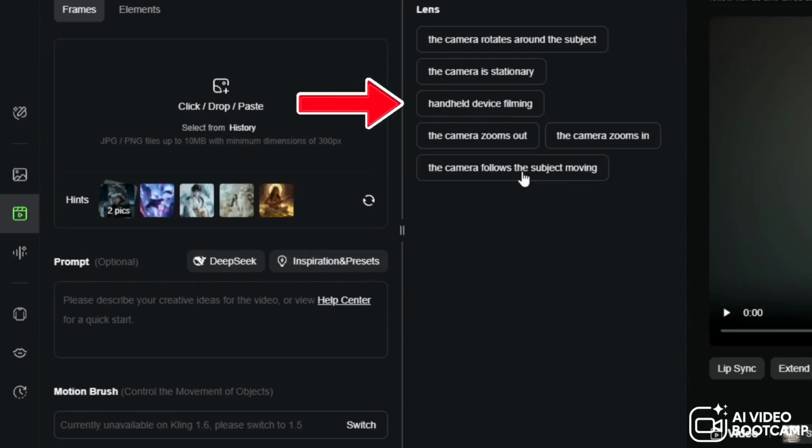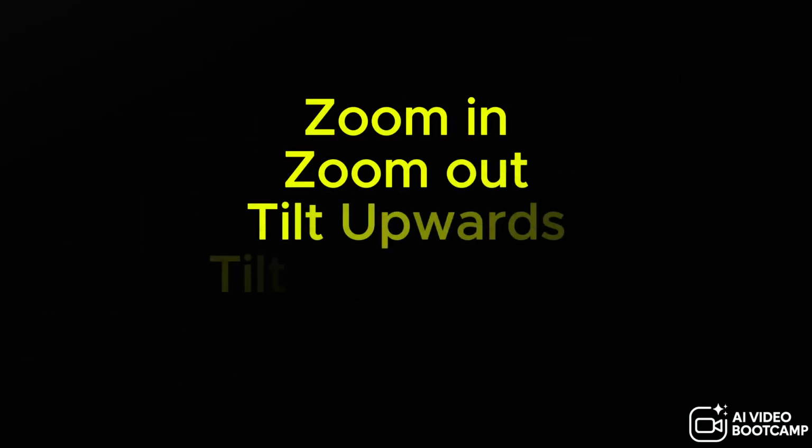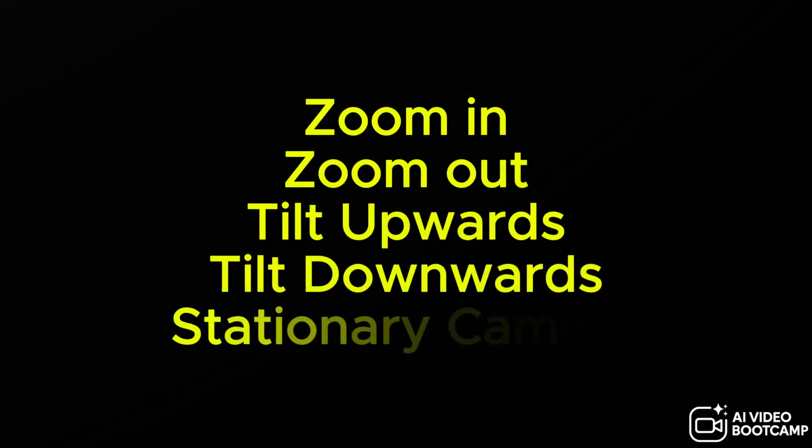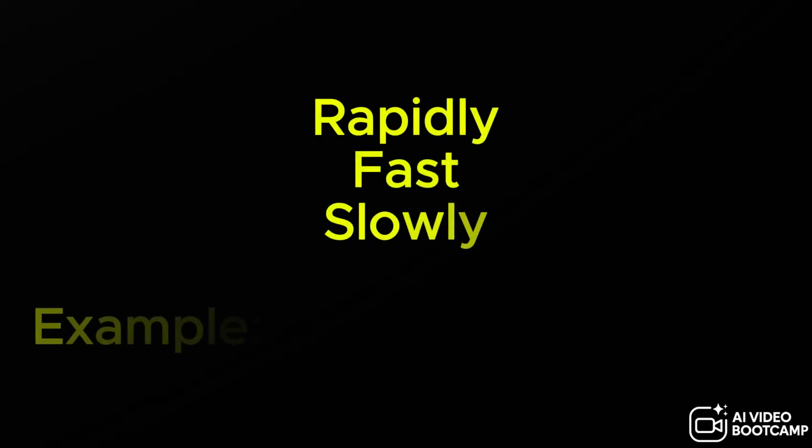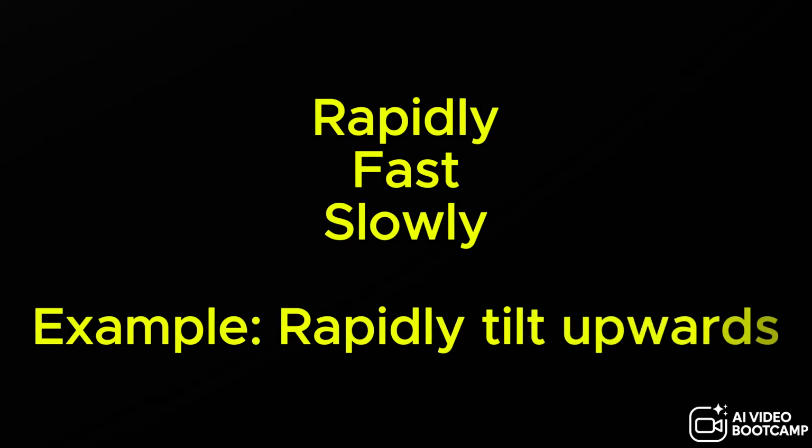Let's look at some different camera prompts you can use to get cinematic shots. The most basic camera movements are zoom in, zoom out, tilt upwards, tilt downwards, stationary camera. All of these are pretty self-explanatory, so I won't go into too much detail on them. However, you can add certain keywords before these to make them more exciting and actually usable. For example, adding rapidly, fast, slowly can add a new dynamic. You can also combine these movements together. For example, the camera zooms out and then tilts upwards towards the sky.